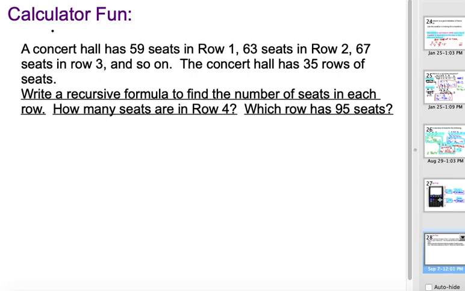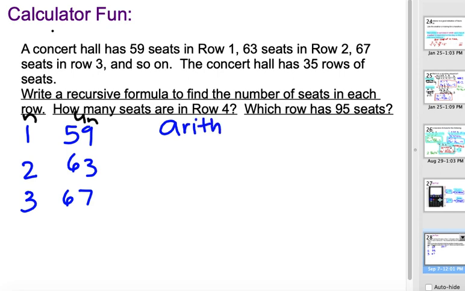I personally like making a little table. The first row has 59 seats. The second row has 63 seats. The third row has 67 seats. That's a lot easier for me to look at, and I almost see a little pattern here: the row is your term, your n, and then the number of seats is u sub n minus 1. I definitely see a pattern of things moving up 4 each time. So I'm thinking we've got an arithmetic sequence where the common difference is 4, because we're adding 4 each time.